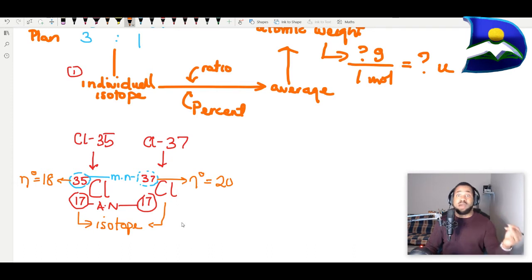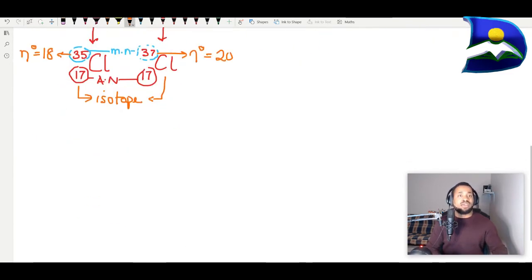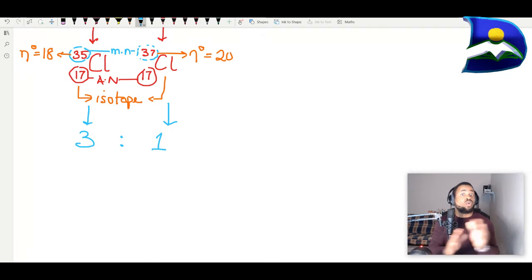There are some that are way more abundant than the others, which shows that the most abundant one is more stable compared to the other one. In this case, looking at the ratio, the ratio for the 35 is 3 to 1. When we assume that these are the only two isotopes out there, that means 3 to 1 tells us that chlorine 35 is way more abundant, which means it's considered to be more stable than chlorine 37.